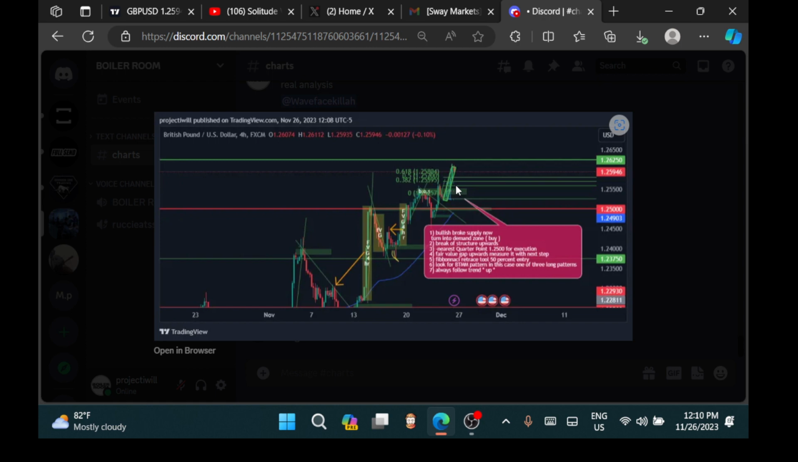But in this case, I'm looking for this area. If it doesn't happen, I don't enter. But that's what I have for GU. I'm looking for buys, but waiting for a retracement. We wait for it to react, and then we push from there on.